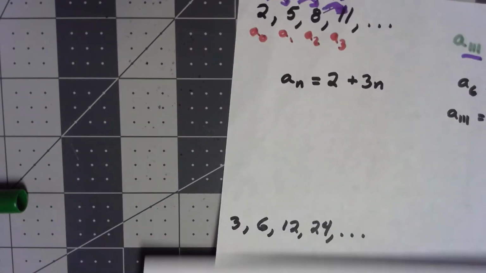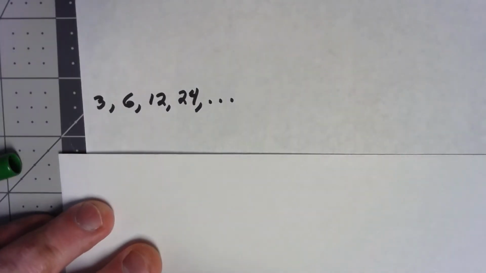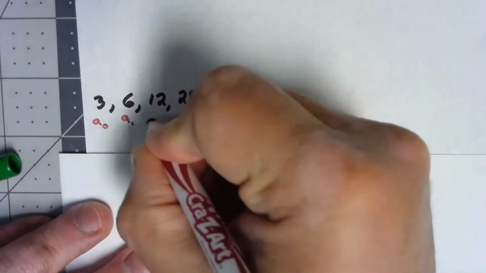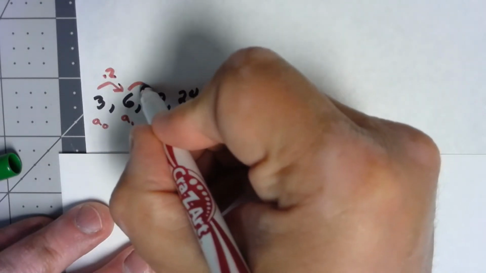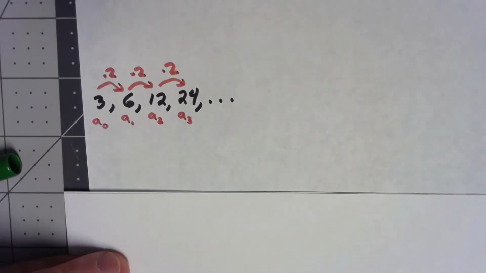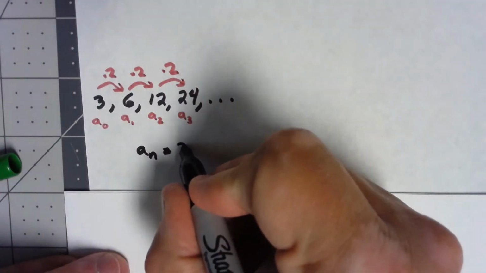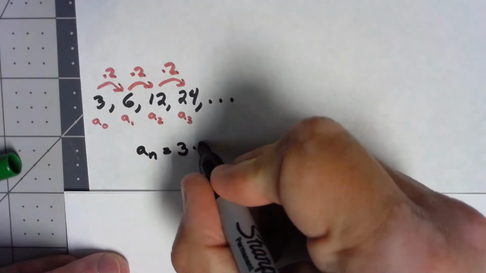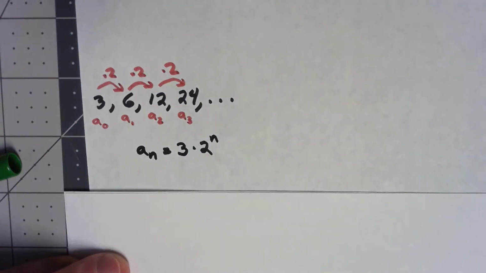The next example we did before works pretty much the same thing. This time, rather than adding, I'm multiplying. But again, if I call this A0, A1, A2, A3, the subscript is how many times I've multiplied by 2. I've multiplied by 2 once to get there, twice to get there, 3 times to get there. So we can say my nth term, A sub n, is the starting value 3 times 2. We're multiplying by 2 n times, so that's 2 to the nth power.